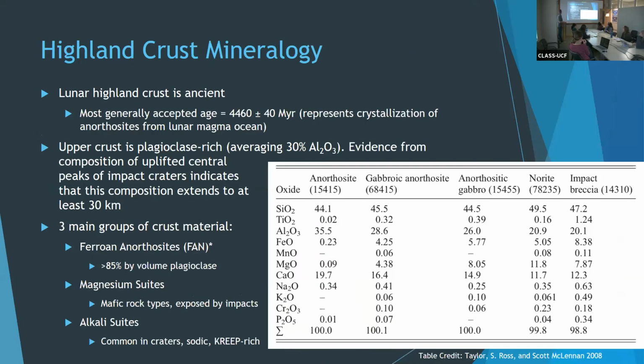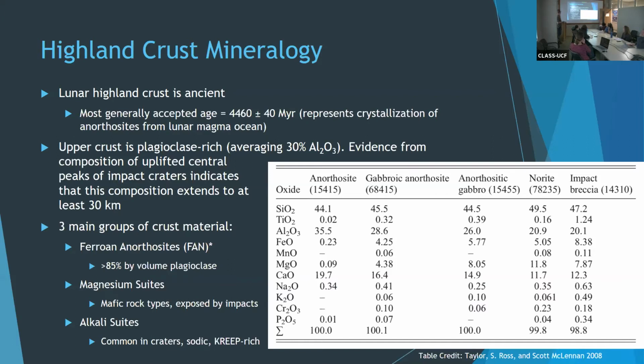All right, so getting more into the crust mineralogy, this table that I found basically gives the percentage of the different main types of rocks that we see, as well as the oxides that are found in those rocks. So, as we were saying, lunar highland crust is very ancient, billions of years old, really. This is the accepted age. And again, that represents the crystallization of the anorthosites from that lunar magma ocean.